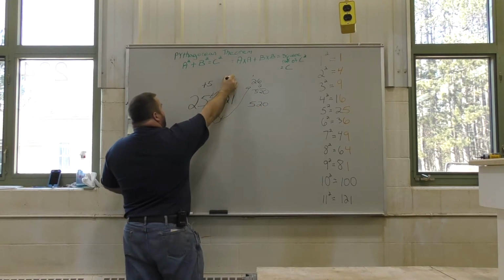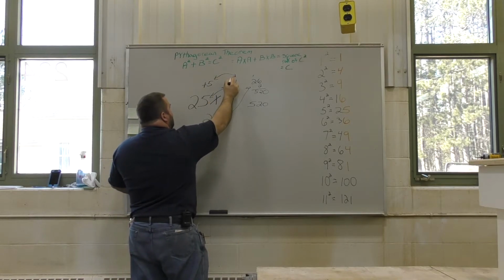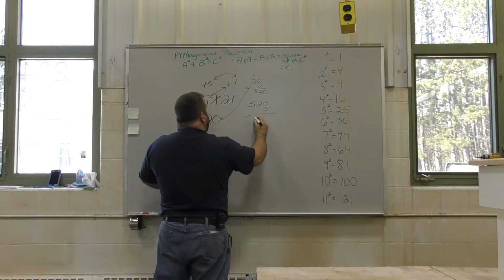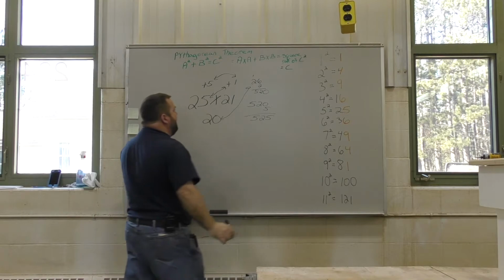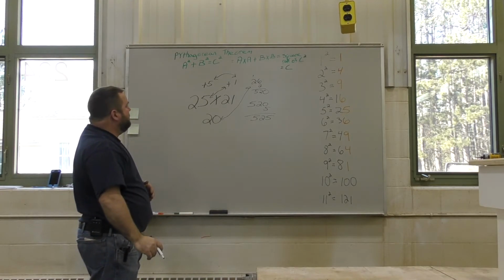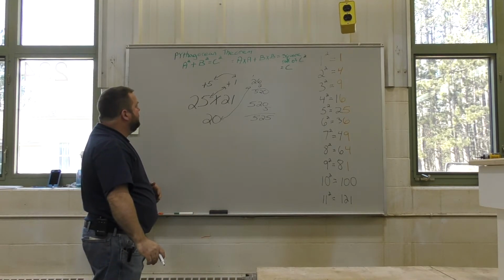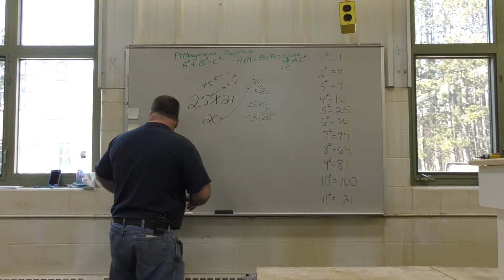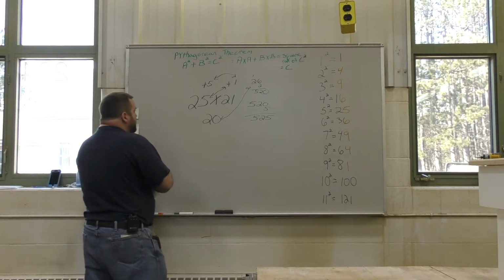And now you take your 5 times your 1, and you have 5. And your answer is 525. Right? Is that making sense? We'll do some more.